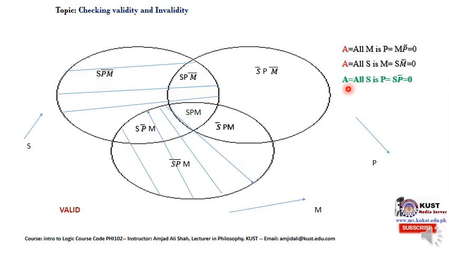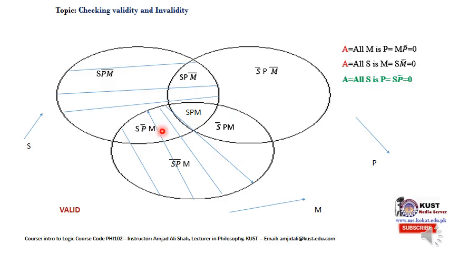Now, what does the conclusion say? The conclusion says SP̄ is equal to 0, which means that the area of SP̄ should be shaded. Now we look over here, SP̄, this is shaded, and this is also shaded. This is actually S̄P̄, not SP̄. So this is shaded, this is shaded. So it means that our argument is valid, because we find the conclusion when we diagram these premises. In other words, these premises support the conclusion.